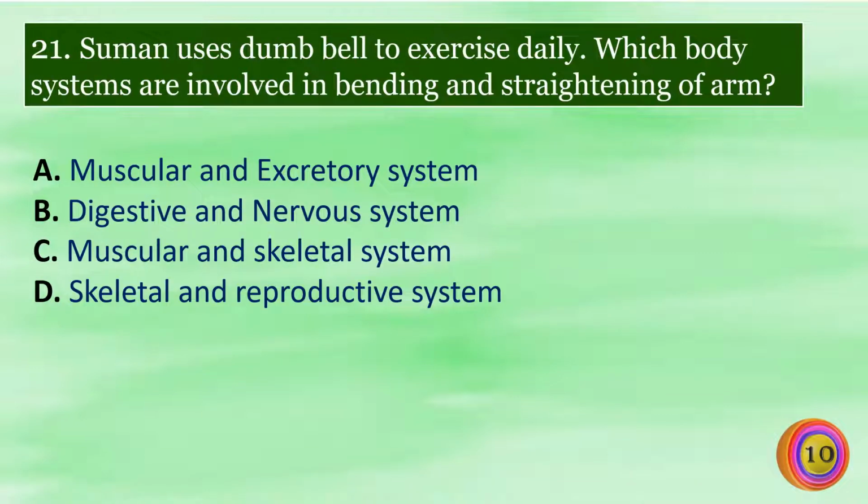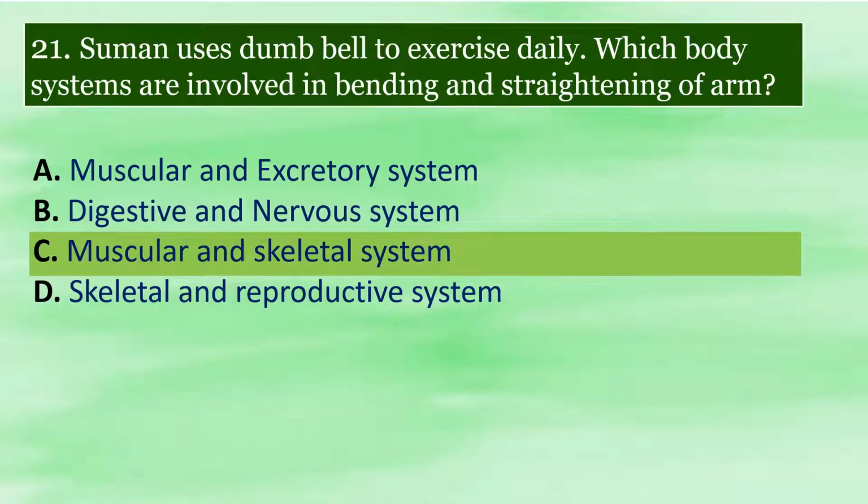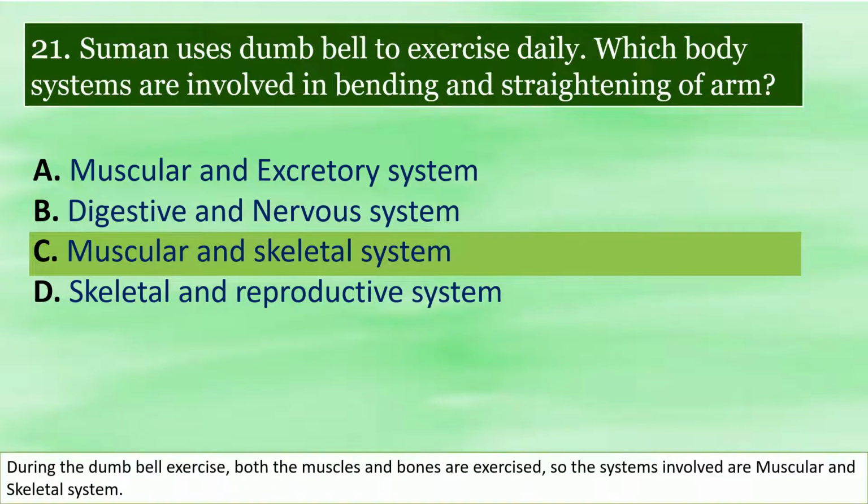Suman uses dumbbell to exercise daily. Which body systems are involved in bending and straightening of arm? The answer is muscular and skeletal system. During the dumbbell exercise, both the muscles and bones are exercised. So the systems involved are muscular and skeletal system.